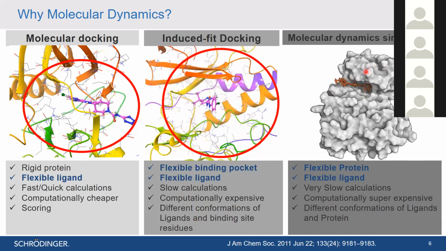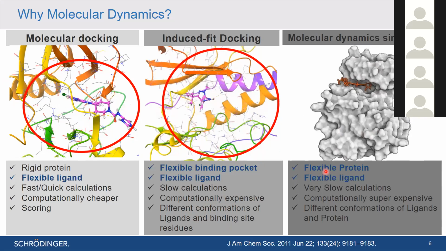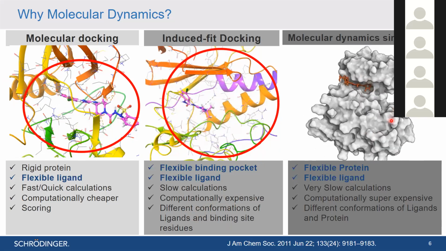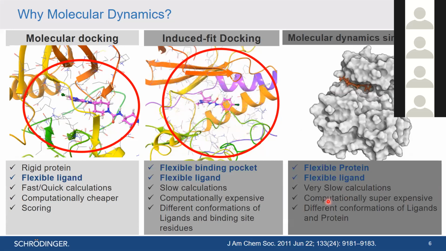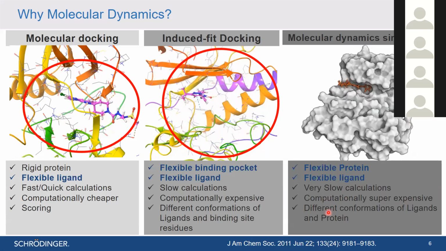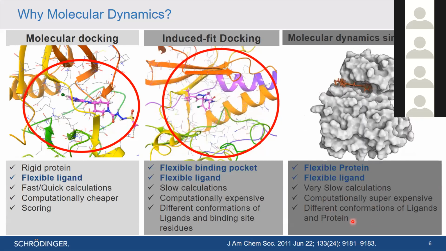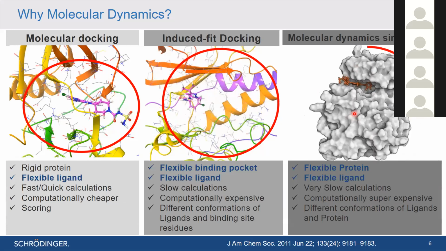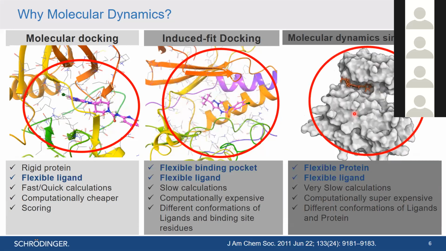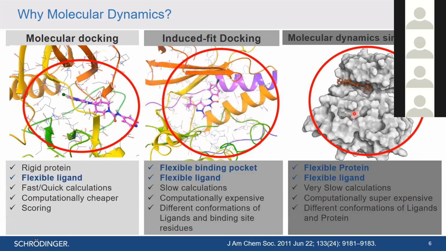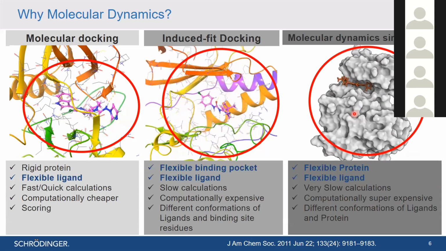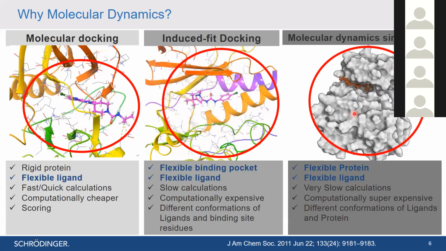In molecular dynamic simulations, the whole protein is flexible. The ligand is also flexible. And because all of these atoms are flexible and moving, the calculations are very slow, and it's very, very expensive to do it computationally. And you have to explore different conformations of ligands and proteins. For that reason, molecular dynamic simulations are the last step that you usually do when you're trying to identify a ligand molecule to interact with your protein.